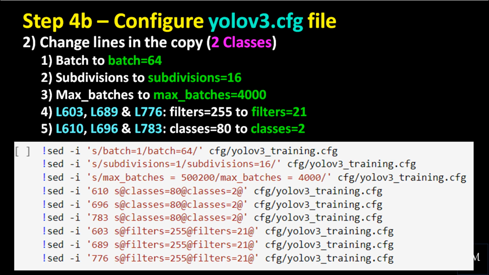In our programming exercise shown later in this video, we will apply YOLOv3.cfg files for detecting 2 classes. So we are going to configure these YOLOv3.cfg files. We will use the sed function with the -i in-place editing option for replacing the corresponding texts. In the first line, we update batch equal to 64. In the second line, we update subdivisions equal to 16. In the third line, we update max_batches to 4000 because we have 2 classes. And then we update filters equal to 21 in lines 603, 689, and 776. And we also update classes equal to 2 in lines 610, 696, and 783.